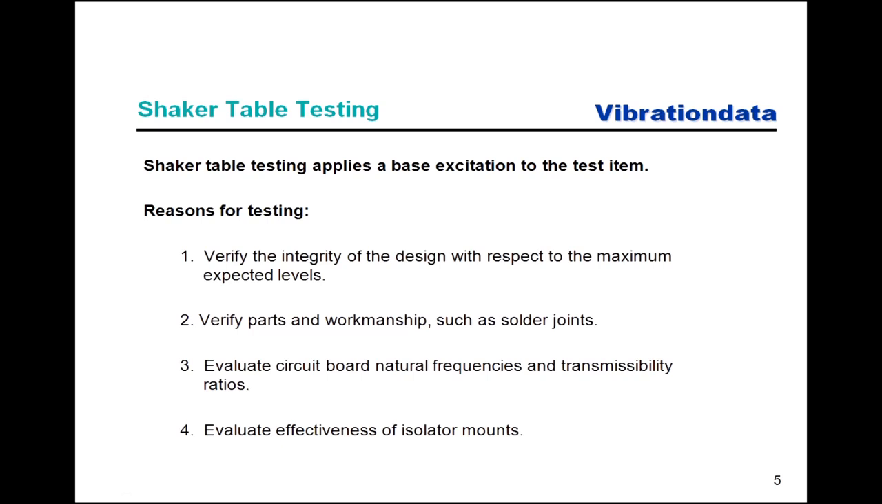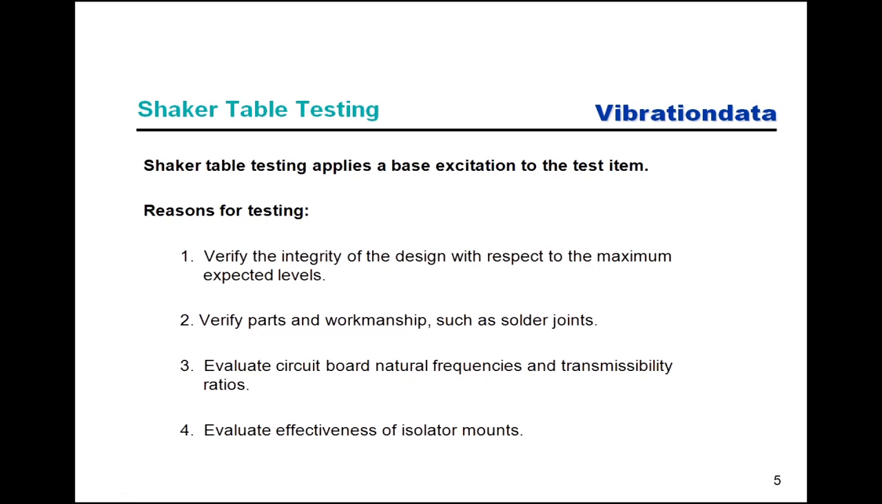Now, there's all sorts of reasons we might want to test an item. We might do, for example, a qualification test where we verify the integrity of the design with respect to the maximum expected level, along with some very generous safety factor or statistical uncertainty margin, whatever you want to call it. And in the case of avionics for a rocket vehicle, we would take one component that would be a non-flight unit. It would never actually fly. We would test it to its qualification levels to test its design to make sure it was a good design.